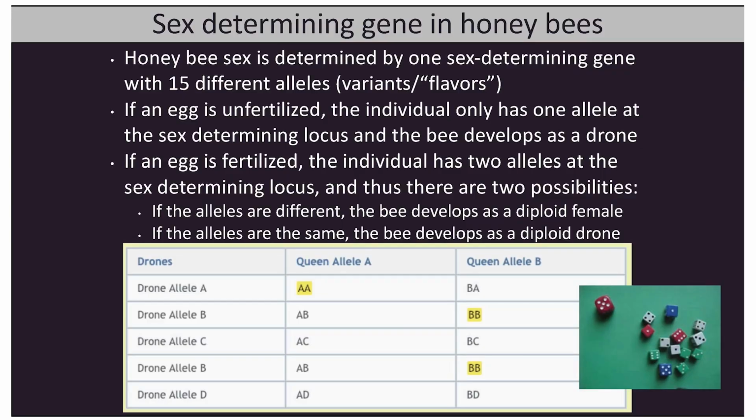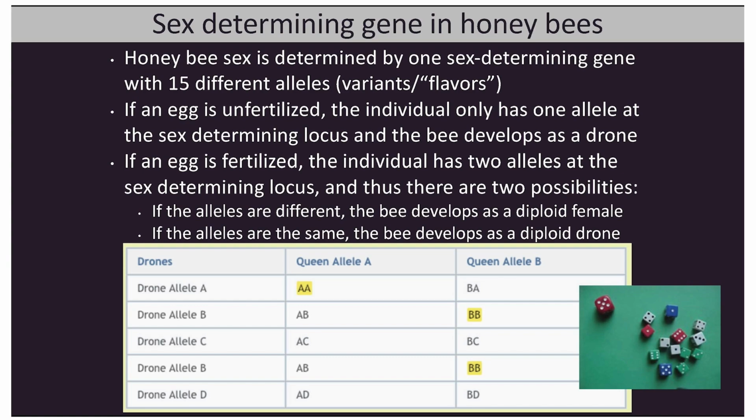You have a queen, whatever you want to call her, but because she's diploid, she has two alleles at that sex-determining locus. Her flavors are big A and big B, AB.